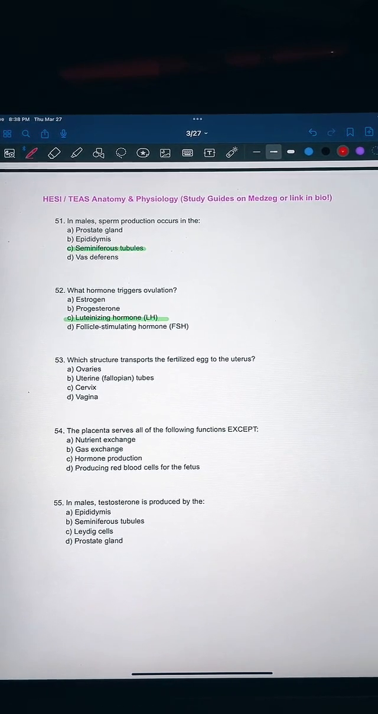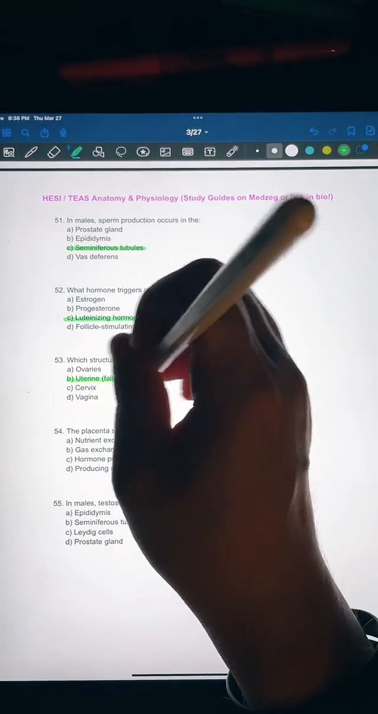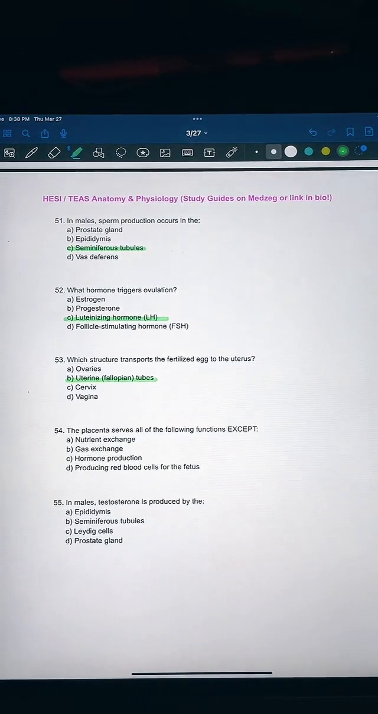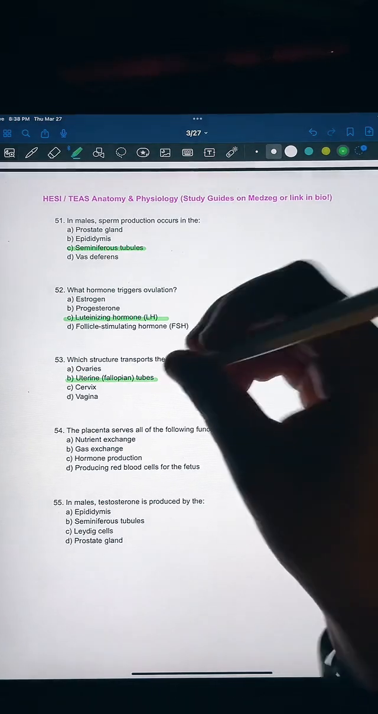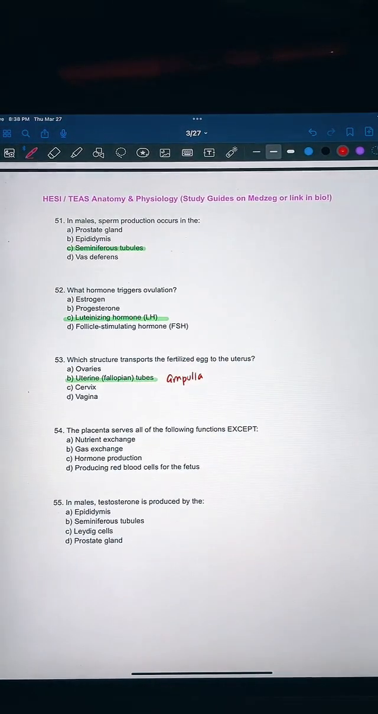But what structure transports the fertilized egg to the uterus? That is going to be our fallopian tubes, or uterine tubes. They transport the fertilized egg to the uterus, and fertilization typically occurs at the ampulla of the fallopian tubes.